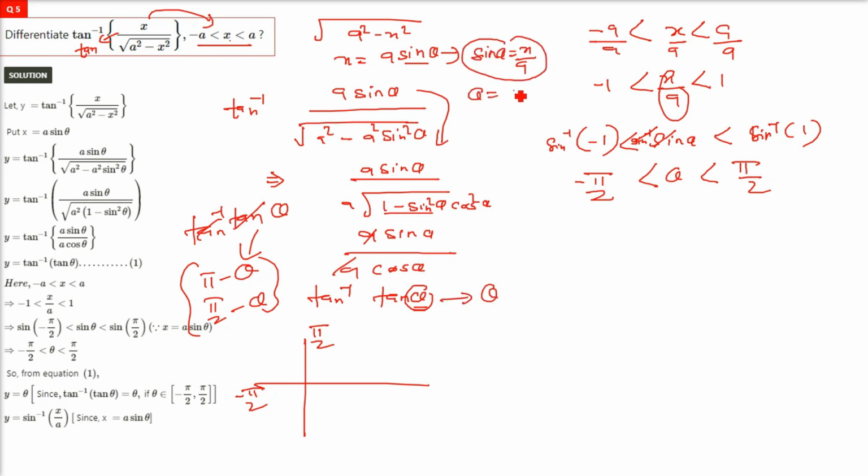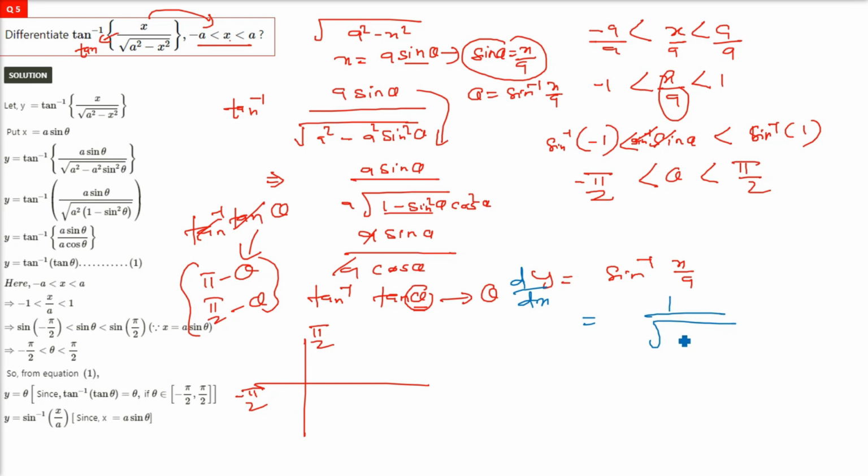So now you have to just differentiate theta. Theta is sine inverse x by a. Now let us differentiate this sine inverse x by a. And dy by dx of sine inverse x by a will be what? We know that it is 1 by under root 1 minus x square. Alright. So 1 by under root 1 minus x square.